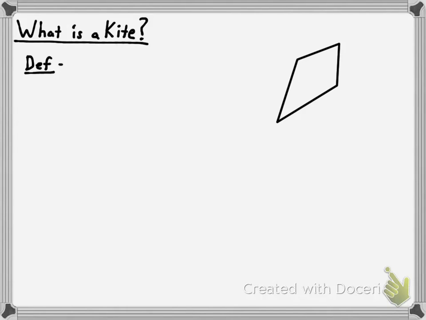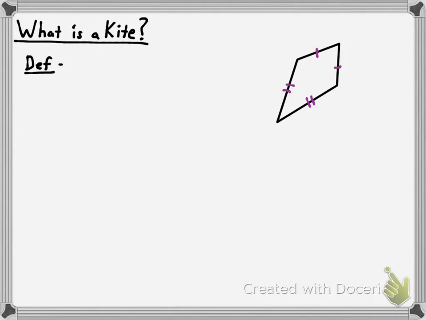A kite is going to be a quadrilateral in which two pairs of consecutive sides are congruent. So here's one pair of consecutive sides that are congruent. Here's another pair of consecutive sides that are congruent. So rather than the opposite sides being congruent in a pair, like in a parallelogram, the consecutive sides, two different pairs of them, are congruent in a kite. Now, one thing that's very important is that not all four sides can be congruent in a kite. We cannot call a rhombus or a square a kite, in other words.